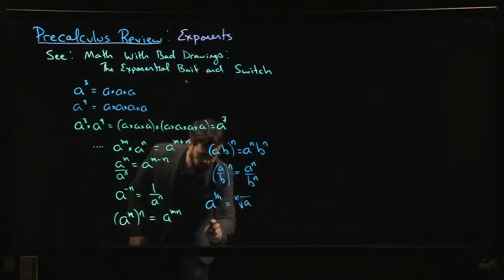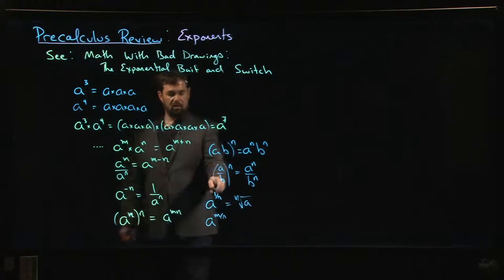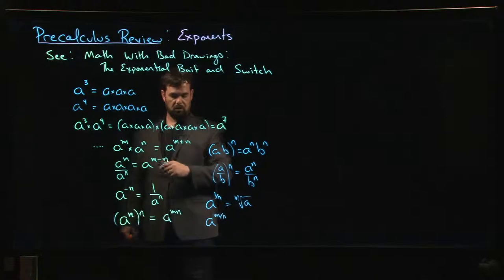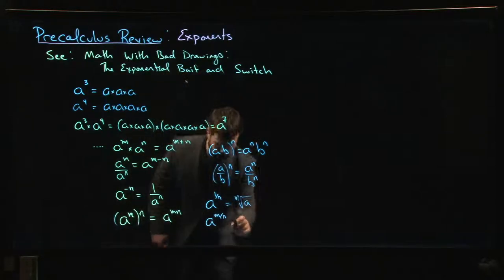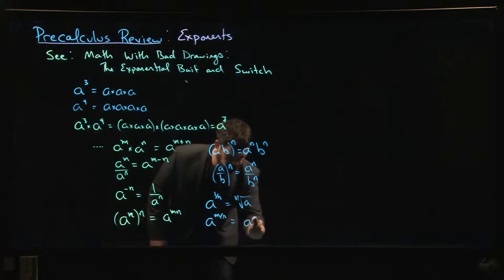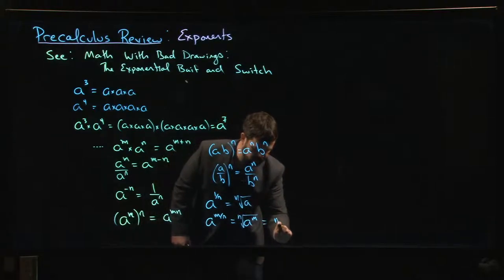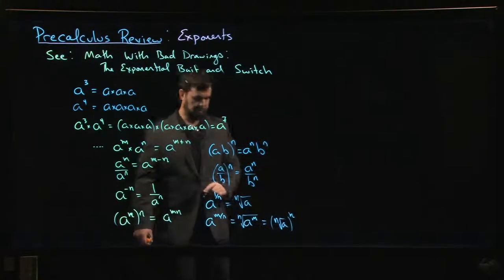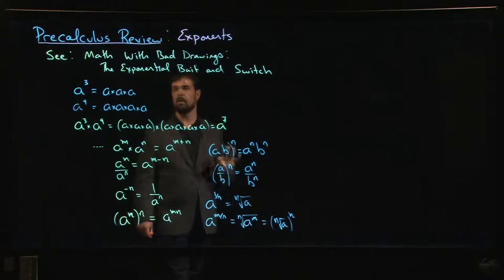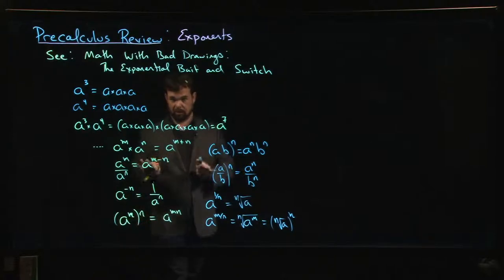And the last one is if I have a rational exponent, so not just something where the numerator is 1, but a general rational exponent, you can write this as either you do a to the m, and then you take the nth root, or you could take the nth root and then raise it to the power m, and you'll get the same result either way, okay? Those are the basic rules for exponents. We'll look at some examples in the next video.